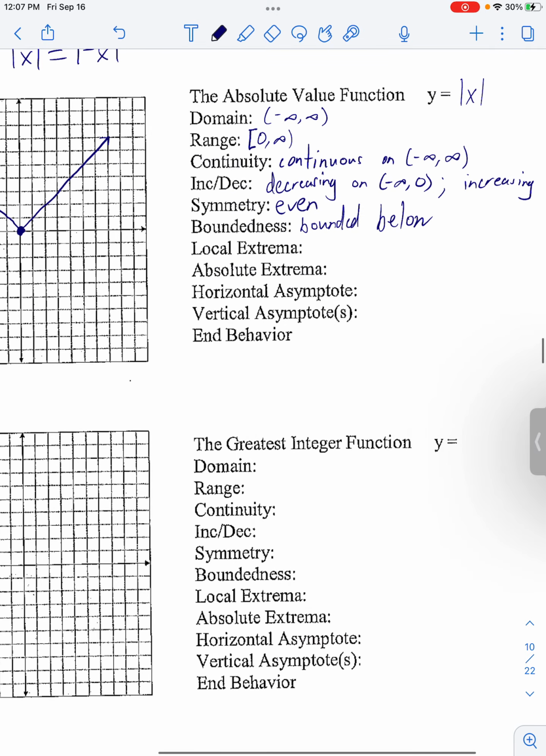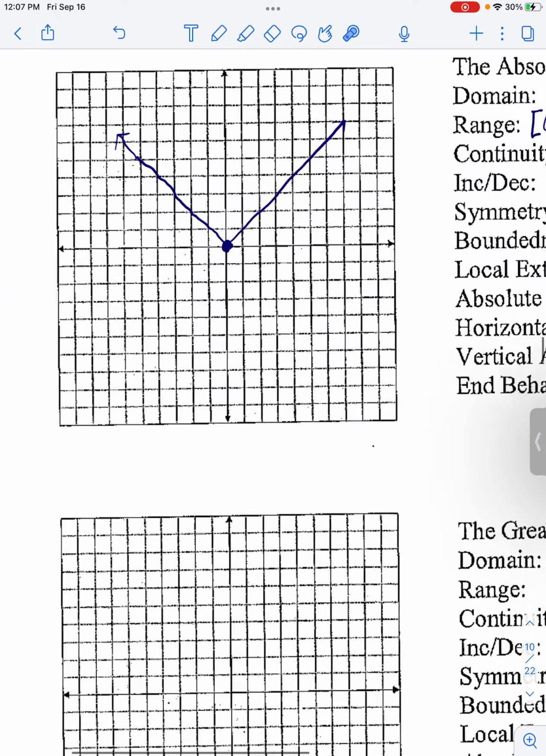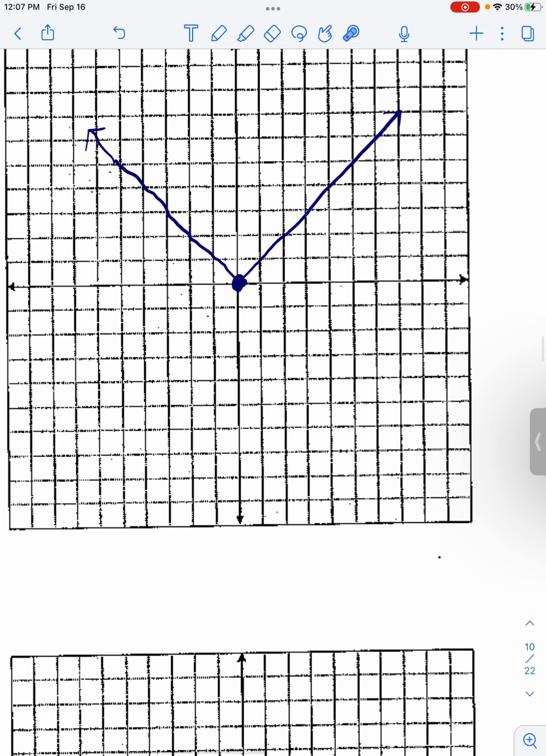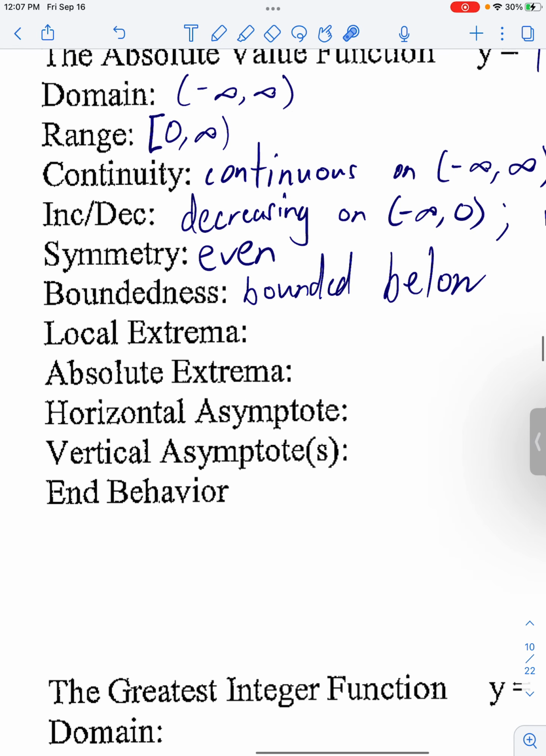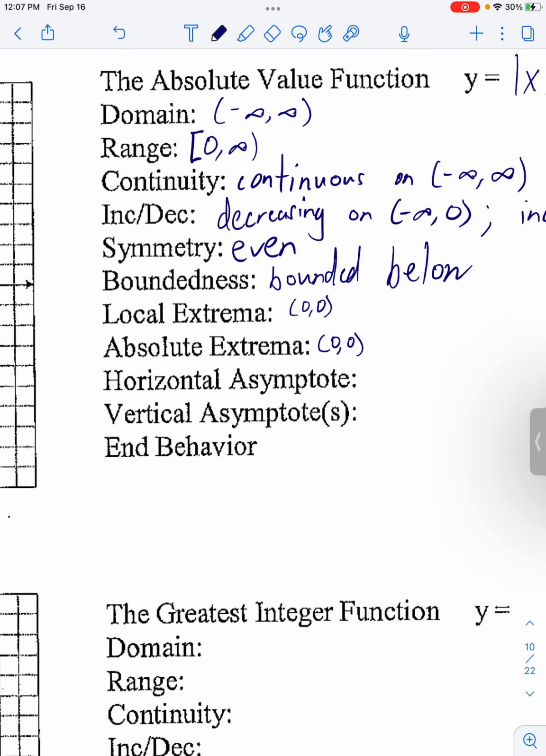Local and absolute extrema. Where is there a minimum y value somewhere? Yes, there is, right here. My y does not go below 0, so it's a minimum. It bottoms out at y equals 0, and then it goes back up again, okay? So my local extrema is 0, 0, and that's also my absolute minimum.